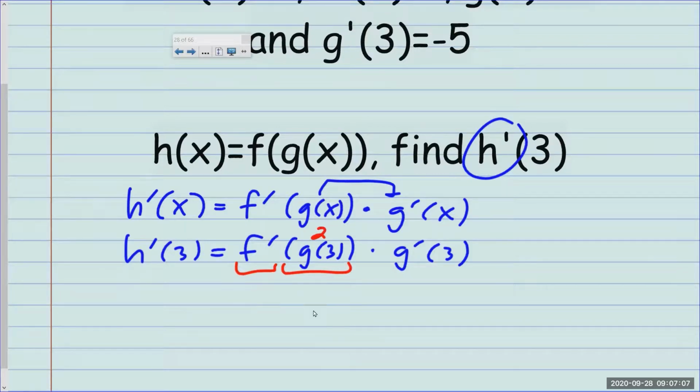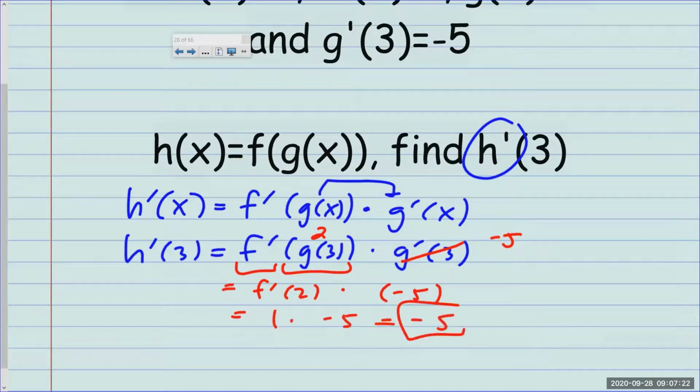Okay? So what they're saying is find f prime of 2 and multiply that by g prime of 3, which you know is negative 5. And f prime of 2 you know is 1, because you can read it off the information they gave you. And so your answer is negative 5. Okay? Did I do it right? Okay, good. All right, let's go look at some graphs.